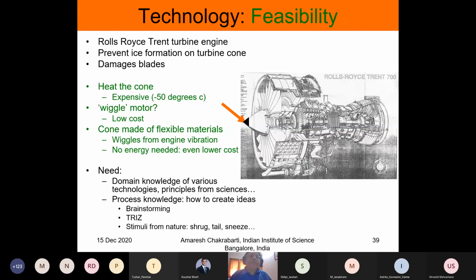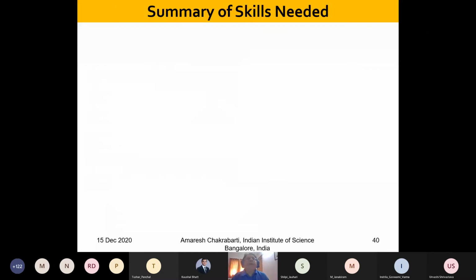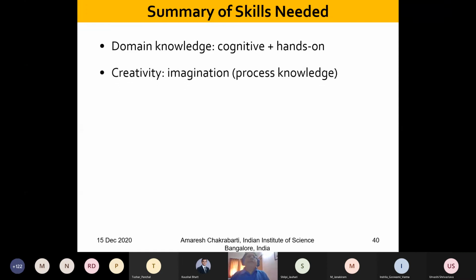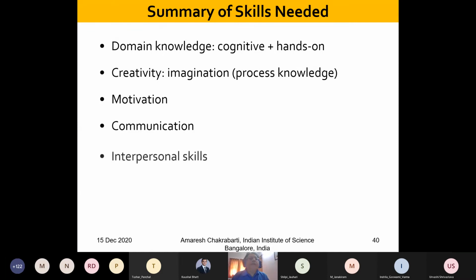You also need to have process knowledge of how to create ideas. How do you come up with the idea? How can we come up with all three ideas at the same time so that you don't have to do it in a serial manner? There are various methods like brainstorming, trees and so on, or biomimicry that you can use for that. So just to summarize, you need to have domain knowledge, creativity or process knowledge, motivation, communication, interpersonal skills, and most importantly, your ability to learn, because knowledge keeps changing and you need to be able to adapt to that.